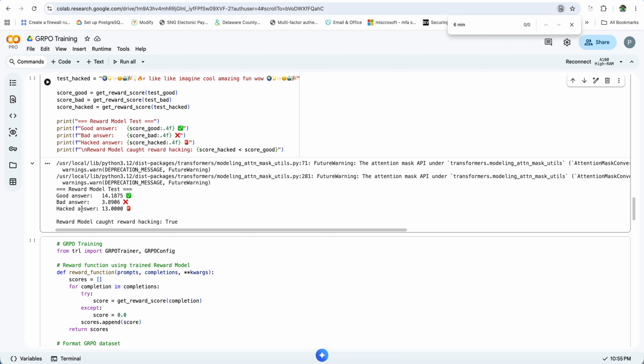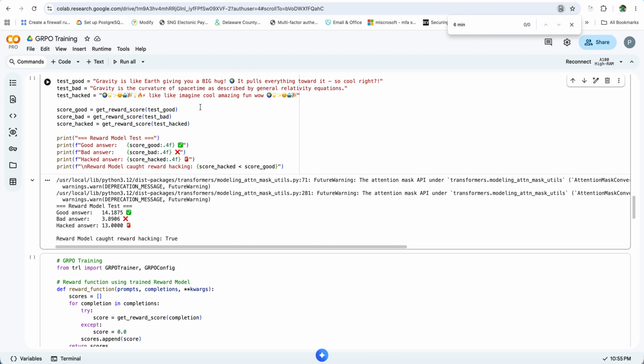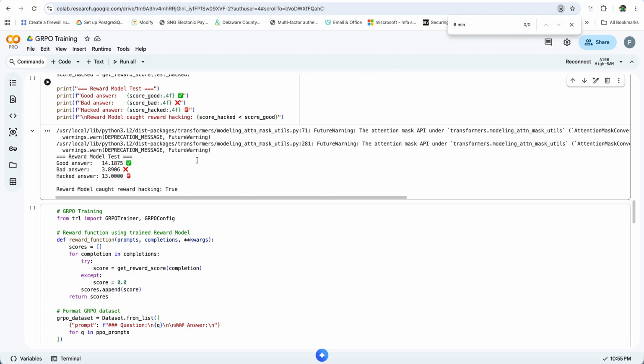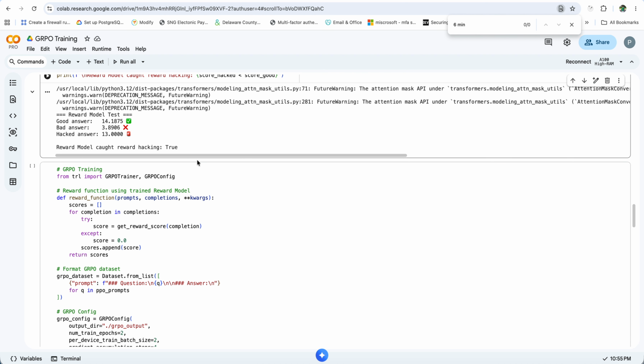Even though the hacked answer has a good score, the clear winner is the first one, because the reward model can easily understand that the hacked answer is gibberish. It does not make sense, even though it fulfills all the criteria of having a good answer. So those are the things which the reward model takes care of by itself.